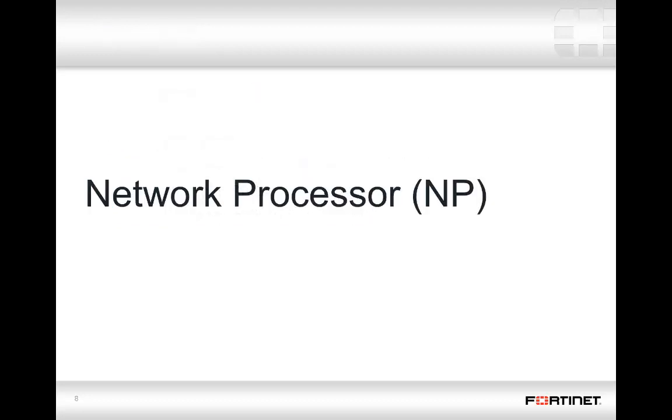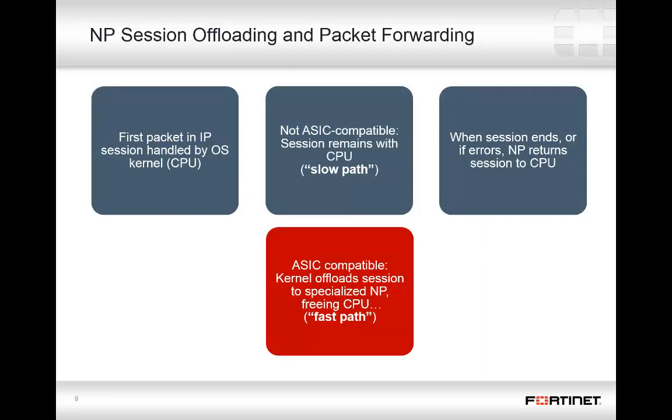Now, let's show details of each ASIC type, starting with NP. Which traffic does NP accelerate? For each new session, the first packet always goes to the kernel, which is processed on the CPU. So this first packet is not hardware accelerated.